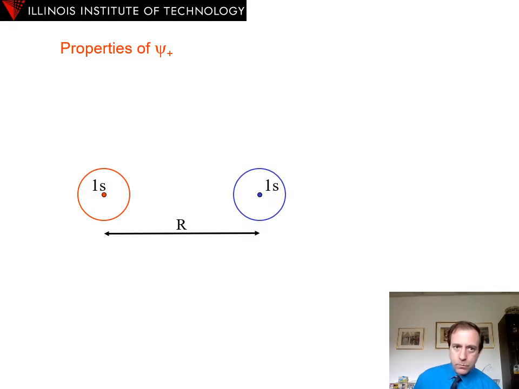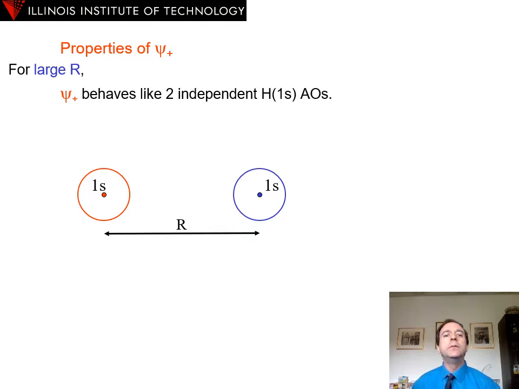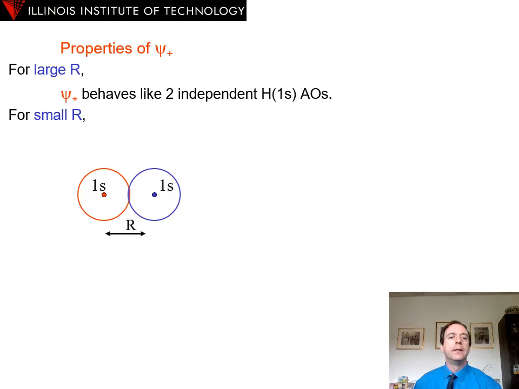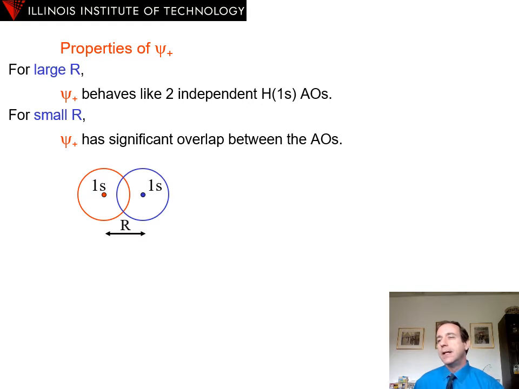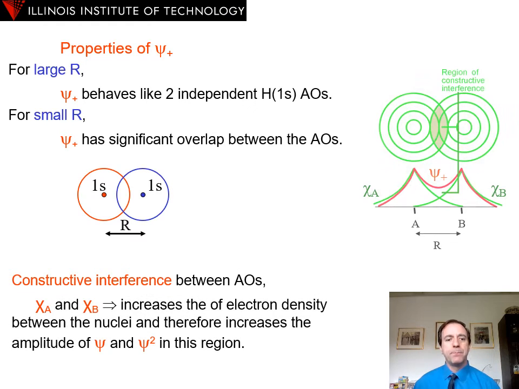The bonding orbital we're going to have for a large r, and this is just like how we saw with our potential energy surfaces, especially the potential energy surface for hydrogen, right? When r is large and the two orbitals are not really interacting with each other, they're going to behave as two independent hydrogen 1s atomic orbitals. But when r gets smaller and our two atoms come into close interaction, there's going to be a significant overlap between those atomic orbitals.